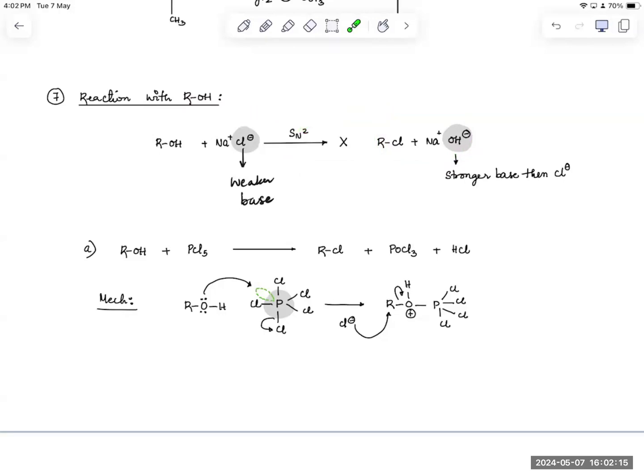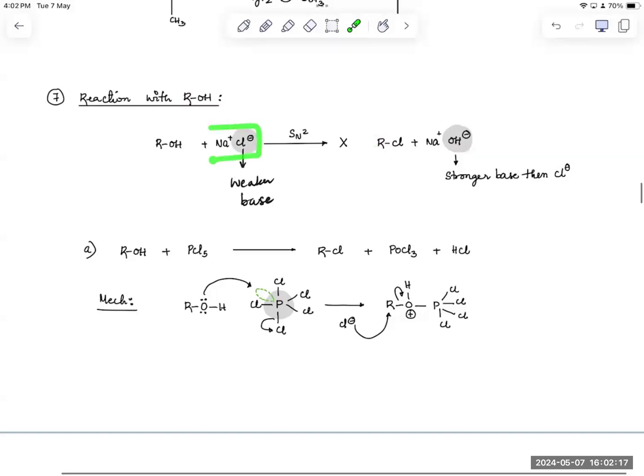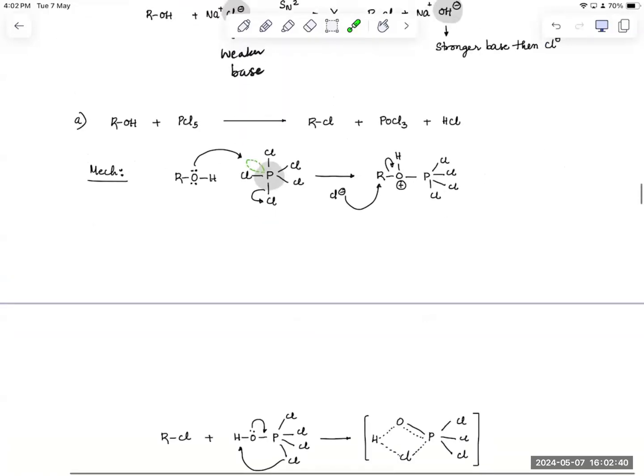So not with ionic chlorides like this. NaCl, if you notice, is an ionic chloride. With that ionic chloride, I cannot make any reaction like this. But what if I need to change this alcohol and get chlorine to attack here? Then I need to take covalent chlorides instead of ionic chlorides. So check out this mechanism.